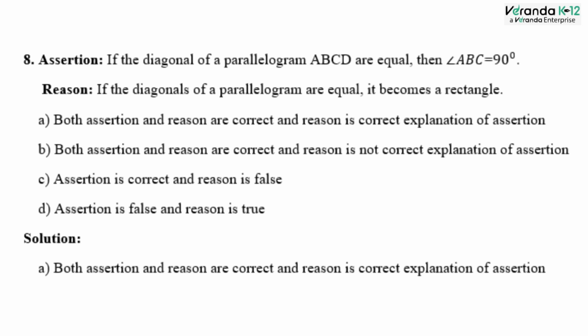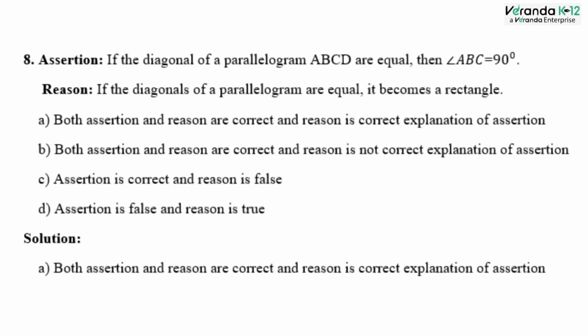Options given are A. Both assertion and reason are correct and reason is the right explanation of assertion. Option B. Both assertion and reason are correct and reason is not the correct explanation of assertion. Option C. Assertion is correct and reason is false. And option D. Assertion is false and reason is true.